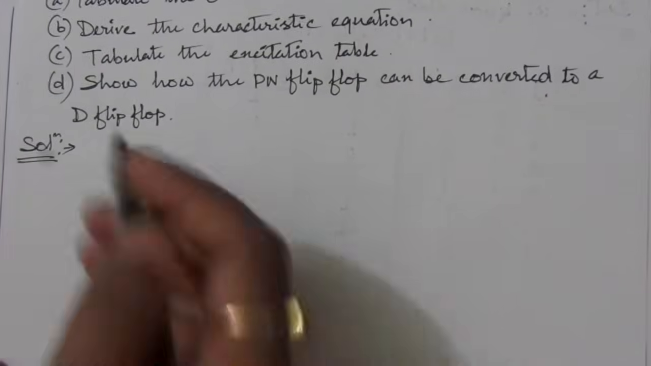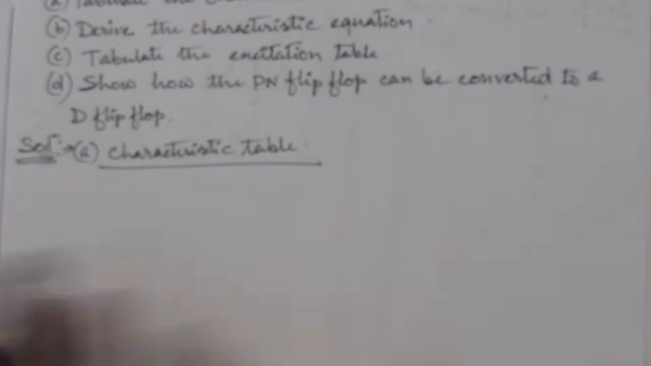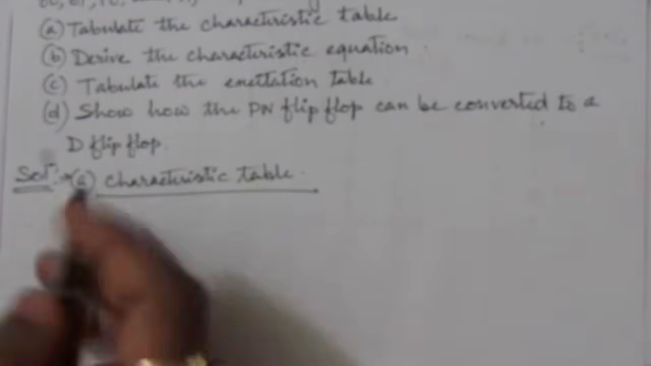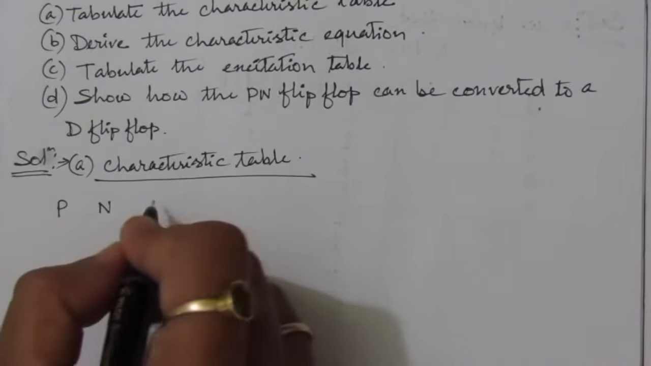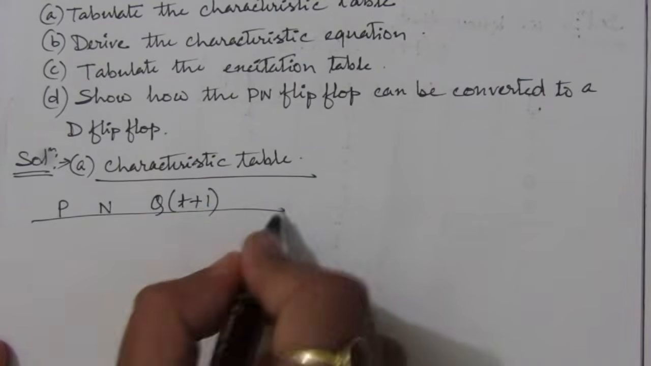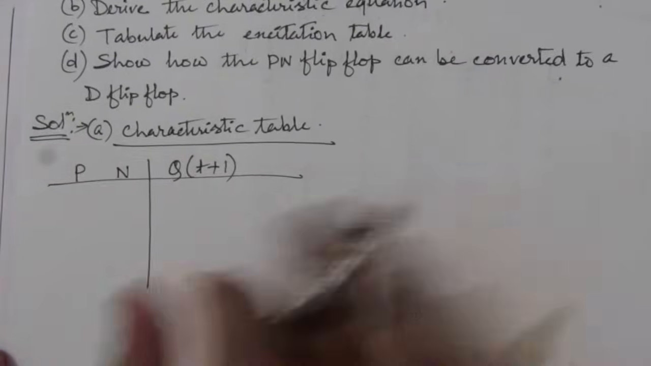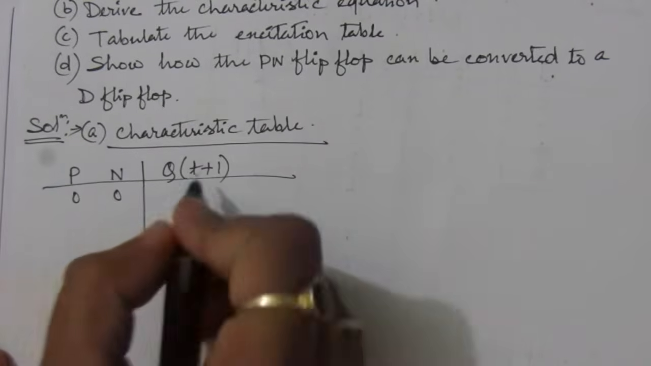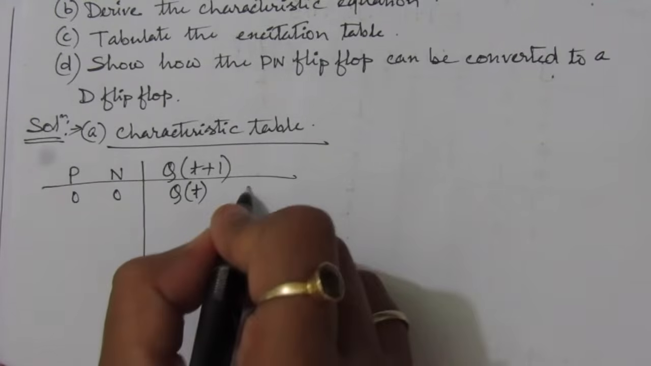So first of all, we have to make the characteristic table as per the given conditions. The inputs are P and N, and we have to find out Q of T plus 1, that is the next output. Now we have to follow these conditions. So for 0 0 we have no change, so we will have the previous output, that is Q of T.